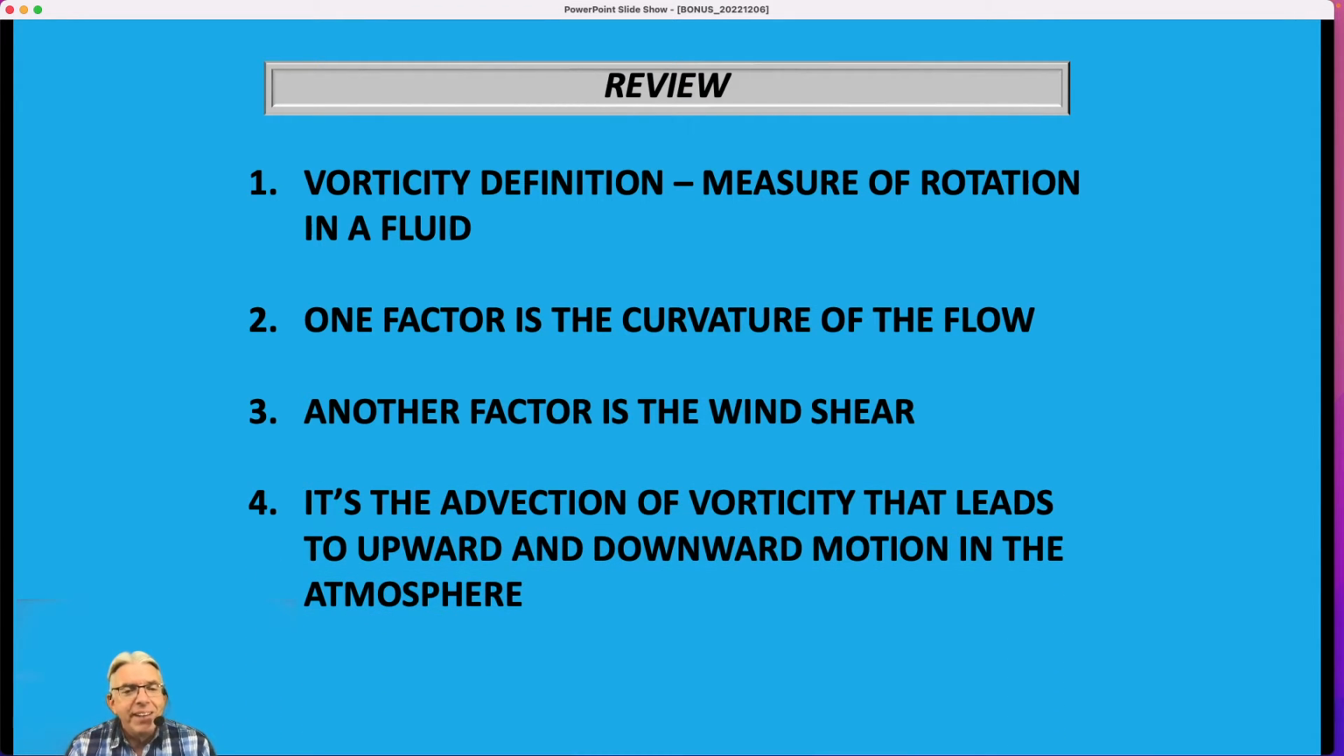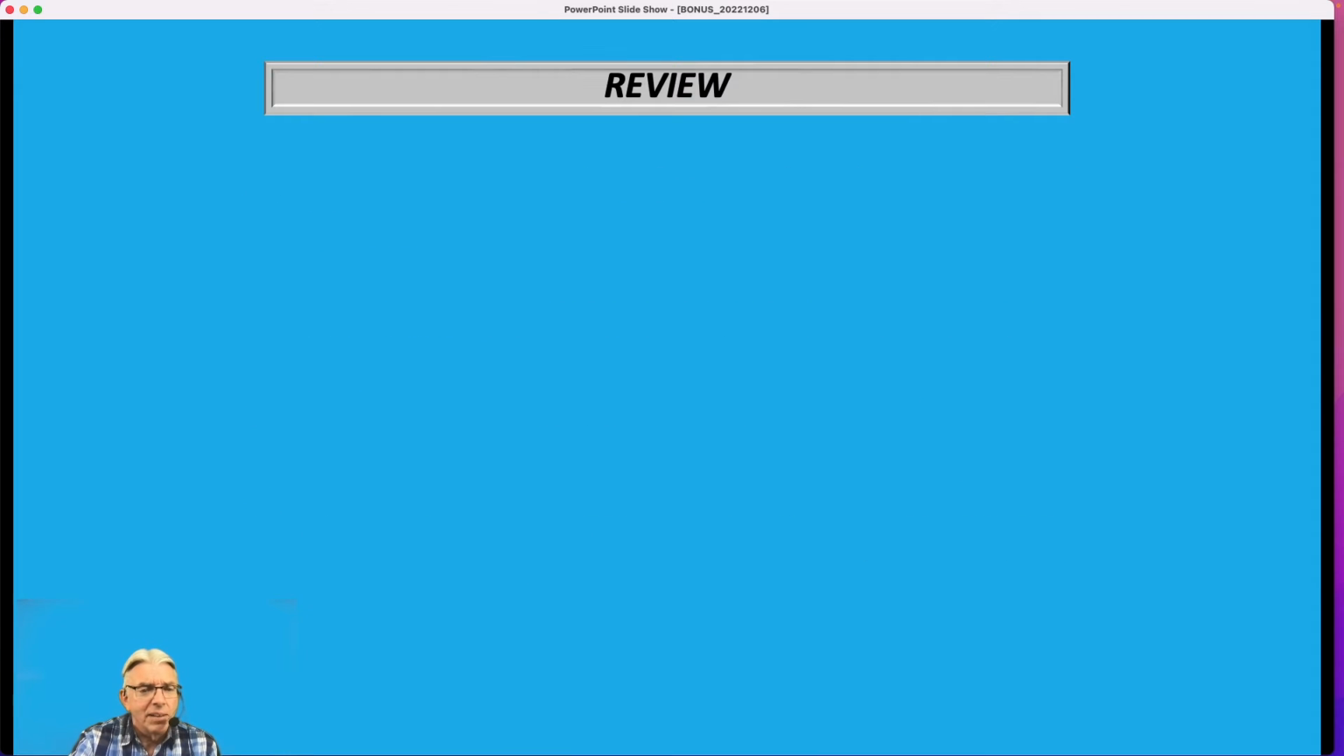And it is the advection, or the movement of vorticity, that leads to upward and downward motion in the atmosphere. So if you're sitting in a place that has relatively low values, but the flow pattern is advecting or moving higher values toward you, then you would be in positive vorticity advection, and that would lead to upward motion. If lower values are upstream and they're moving in your direction, that's negative vorticity advection, and that typically leads to sinking motion in the atmosphere.